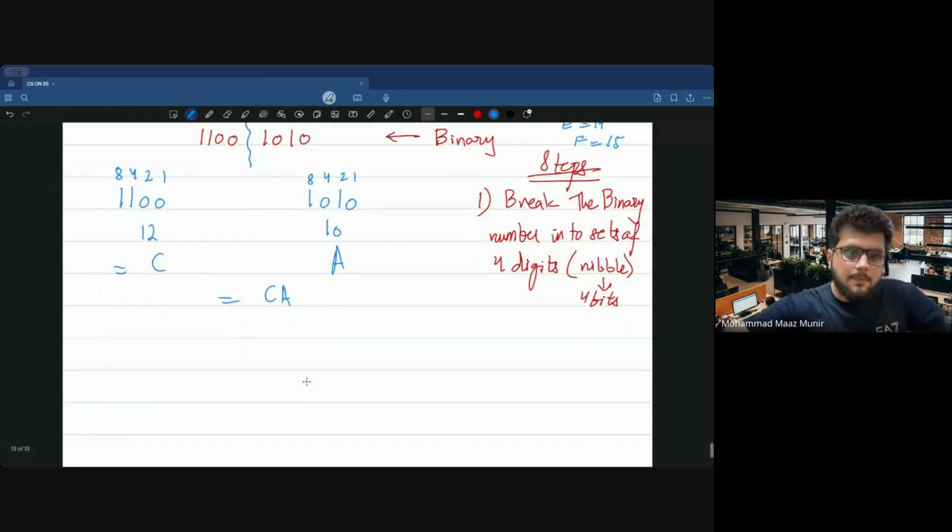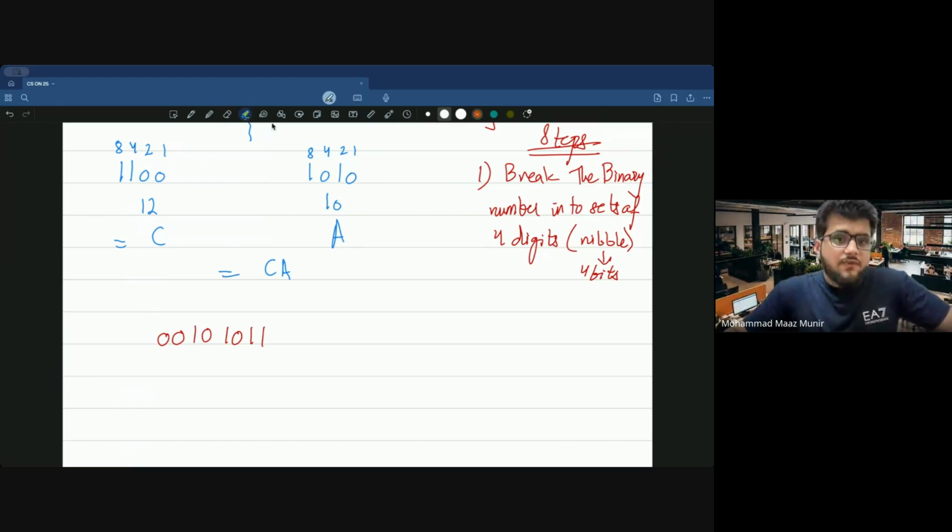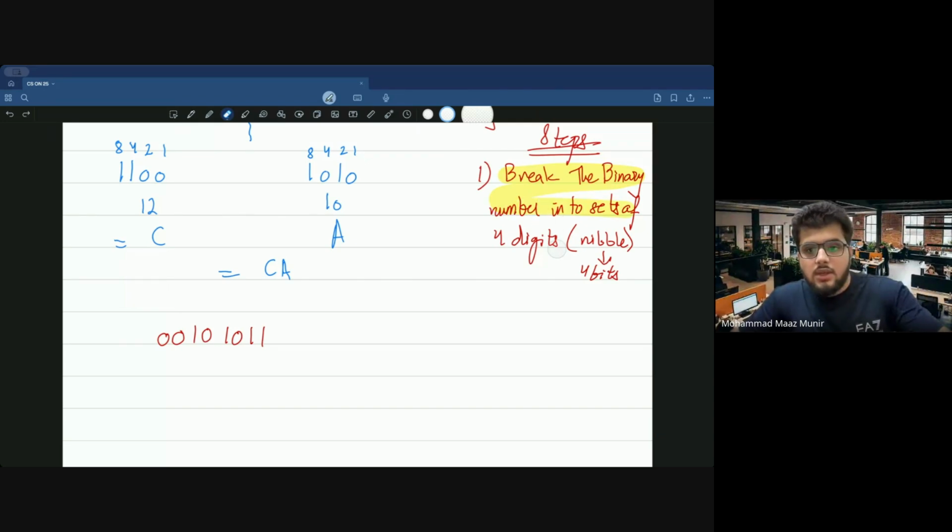Let's do another example, something where we have zeros too. So let's say I have a number 0010 and then a number 1011. Okay? Yes, okay, I'm explaining. The first step, break the binary number into sets of 4 digits. I need to break the whole number into equal sets of 4 digits. Now, a 4-digit set is called a nibble. Why is it called a nibble? Nibble basically means data which has only 4 bits. 4 bits means 4 digits.